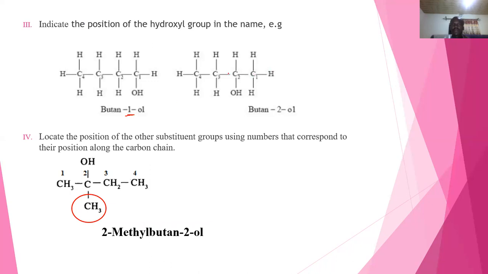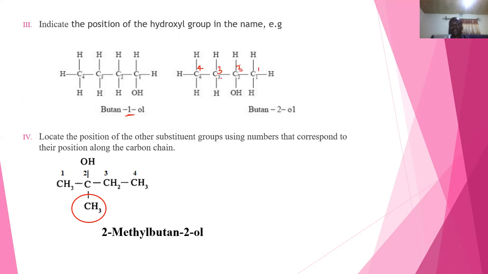Check this one again. If we count from this side, it will be 1, 2, 3, so the carbon to which the hydroxyl is attached is 3. But if we start from the other side, it is 1, 2. So 2 is lower than 3, so we begin from this side. That is 1, 2, 3, 4. So now the position of the carbon to which the hydroxyl group is attached is carbon number 2.